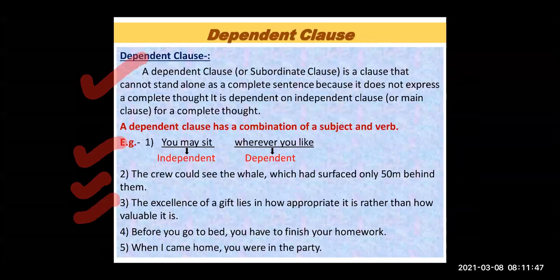Third example: "The excellence of a gift lies in how appropriate it is rather than how valuable it is." Again, "rather than how valuable it is" is the dependent clause. "The excellence of a gift lies in how appropriate it is" is the independent clause. Fourth example: "Before you go to bed, you have to finish your homework."